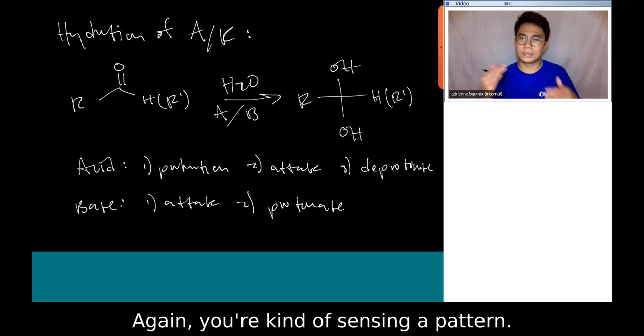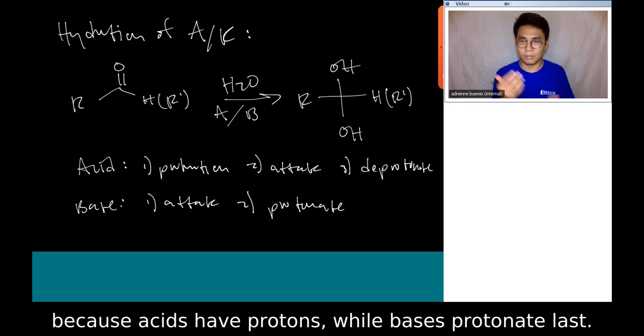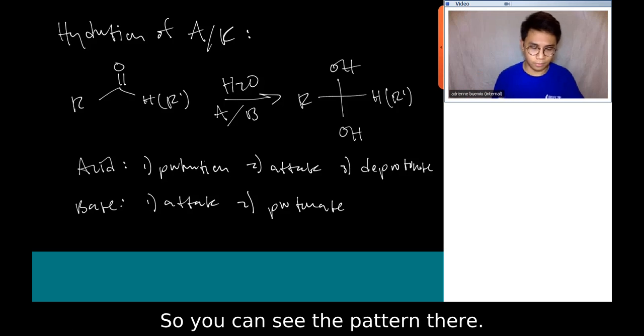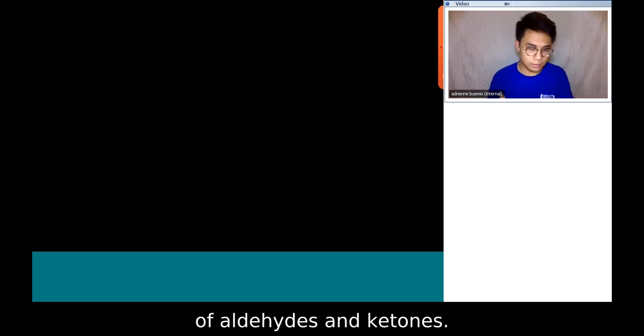Again, you kind of sense a pattern. Acids are always protonating first because acids have protons, while bases protonate last, right? So you kind of see the pattern there. So that's it. Just wanted to mention that, the hydration of aldehydes and ketones. And now for the good parts, acetal and hemiacetal.